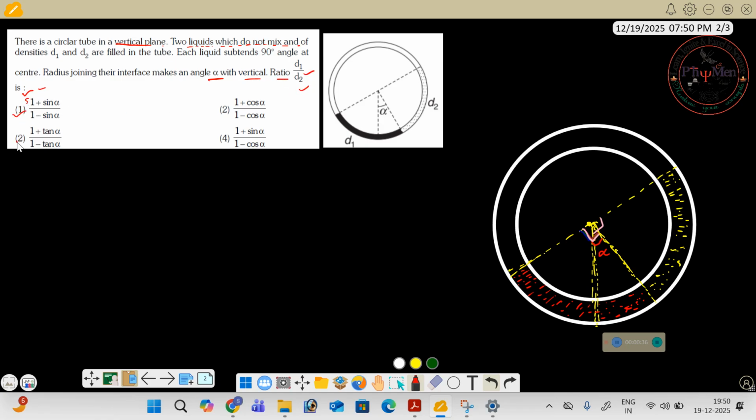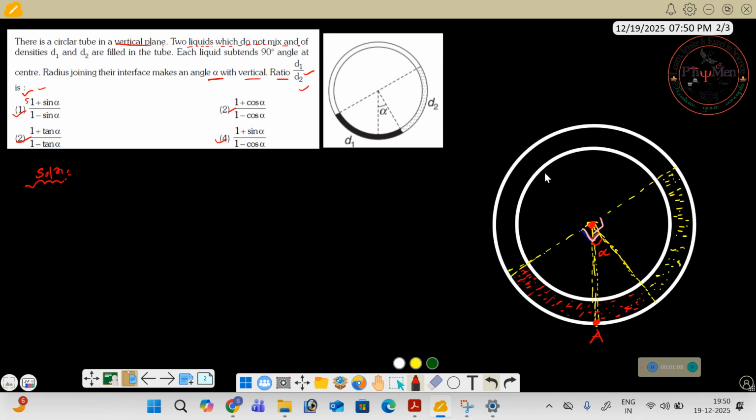So these are your options. So let's proceed. The given configuration of the liquid is like this. Here both the liquids subtend a 90-degree angle at the center. This radius vector makes an angle alpha like this, as shown in the figure. So let me consider one point A at the bottom of this circular tube.